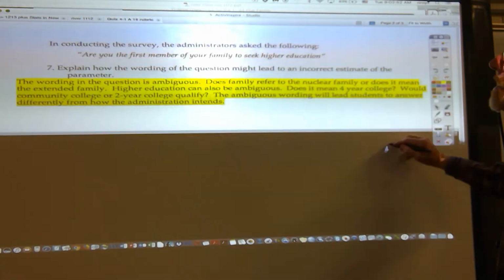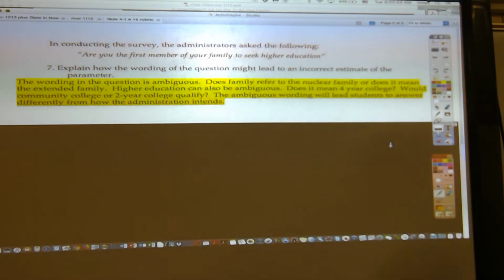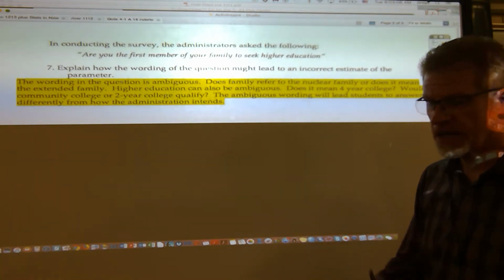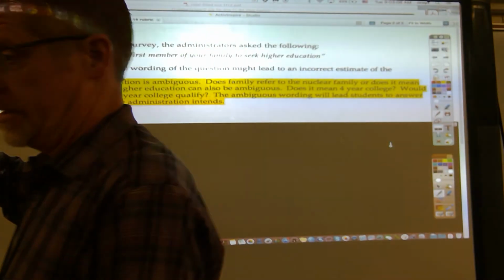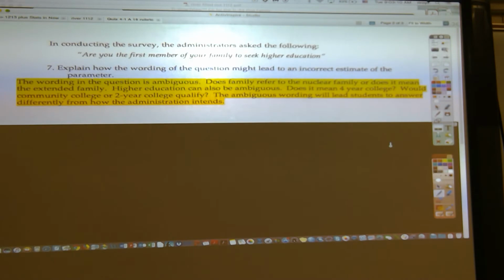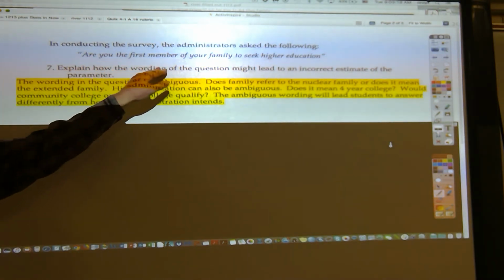Okay. In conducting the survey, the administrators asked the following, quote, "Are you the first member of your family to seek higher education?" Unquote. 7, explain how the wording of the question might lead to an incorrect estimate of the parameter. There's 2 types of bias, 2 umbrella categories of bias. One umbrella is response bias, that's the fault of the survey engineer. And a big place where survey engineers mess up is in the wording of the questions.